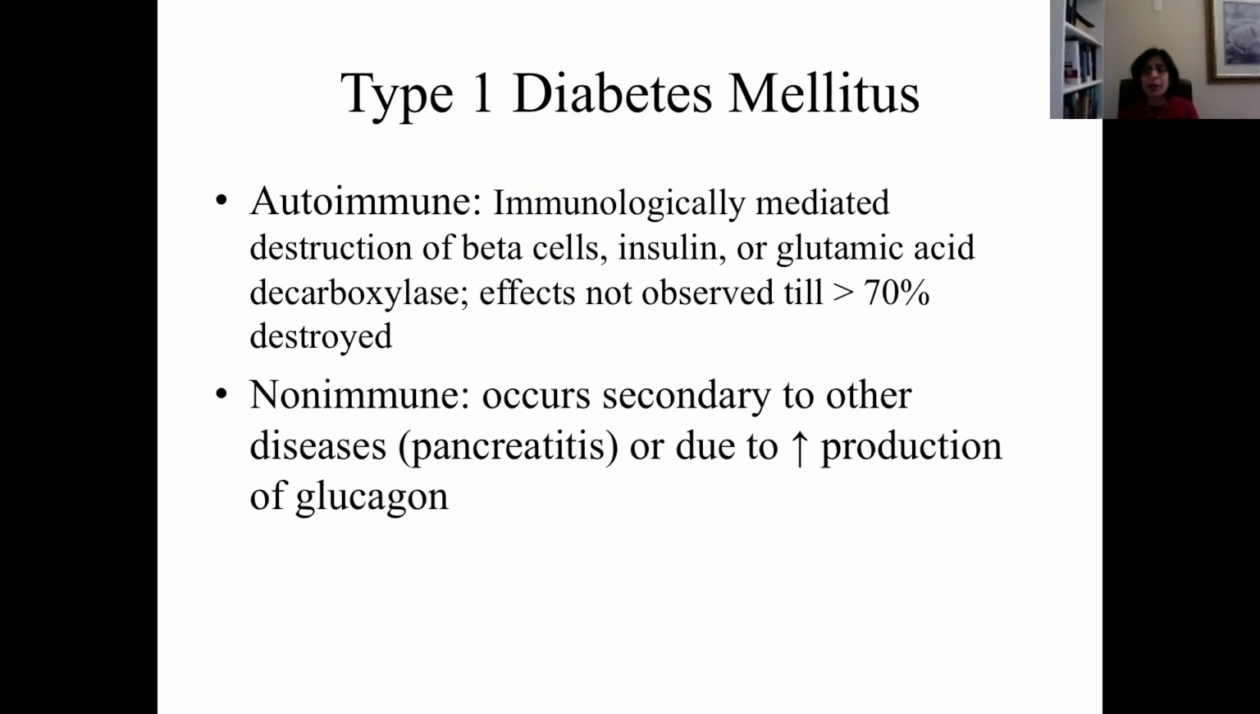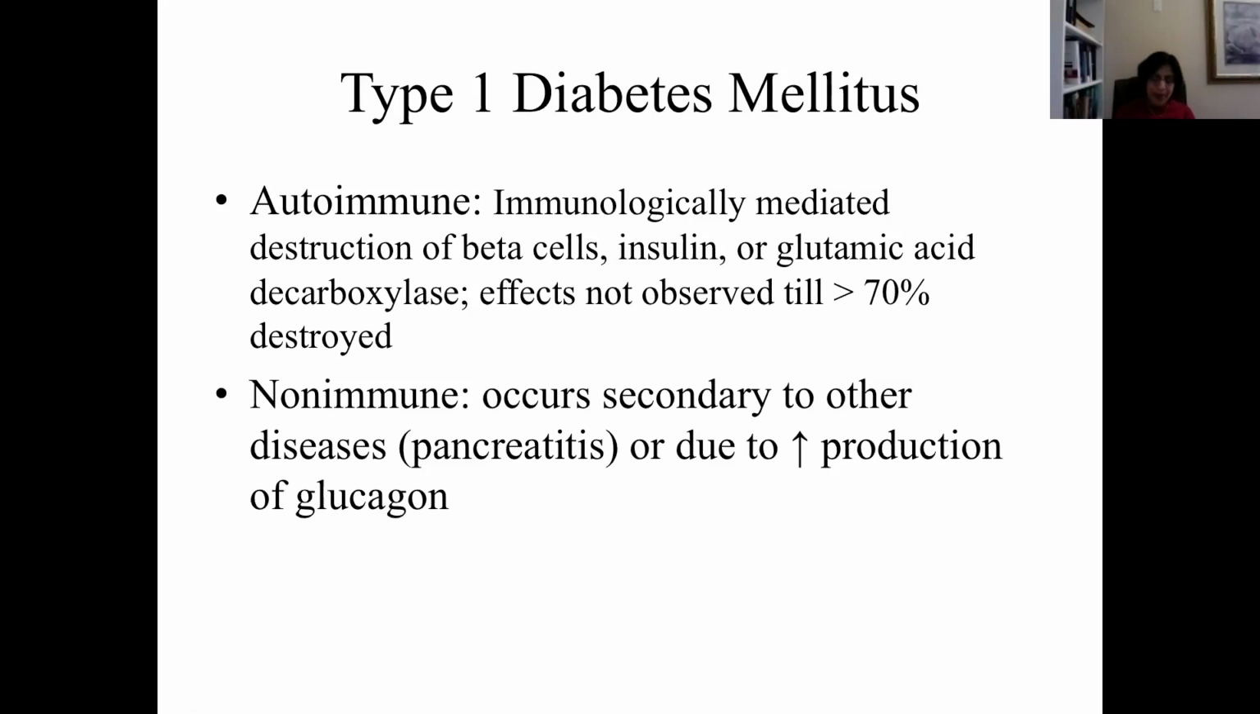There may be a small percentage of non-immune type 1 diabetes. This is typically due to pancreatitis. That is repeated or chronic pancreatitis and destruction of beta cells with the destruction of other cells there too. Or it may be due to the increased production of glucagon. Glucagon is another hormone made by the pancreas. It works as an antagonist of insulin.